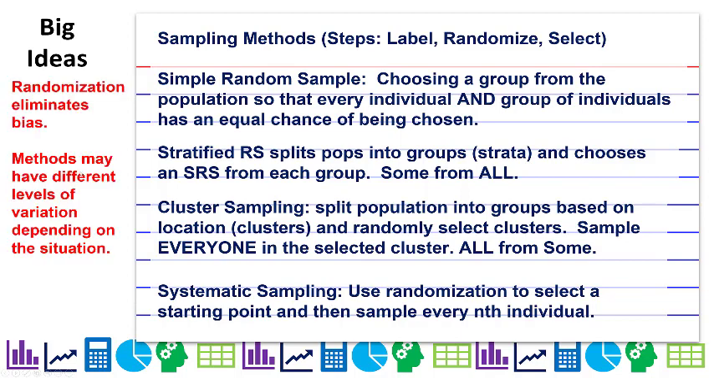All right, so also randomization eliminates bias, right? All of these are unbiased methods, all right? Just some have more variation than others. And the methods may have different levels of variation depending on the situation. There could be a situation where stratified works way better than cluster, all right? So it just depends. I would say for our activity today, stratified had the least variation when we stratified by row.